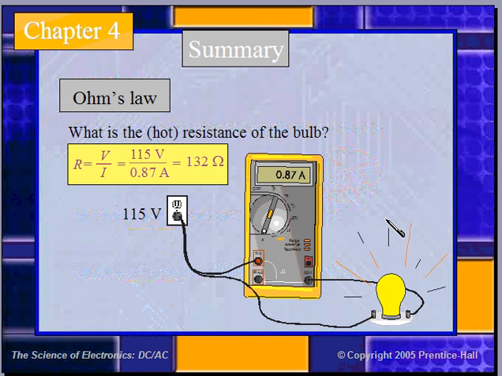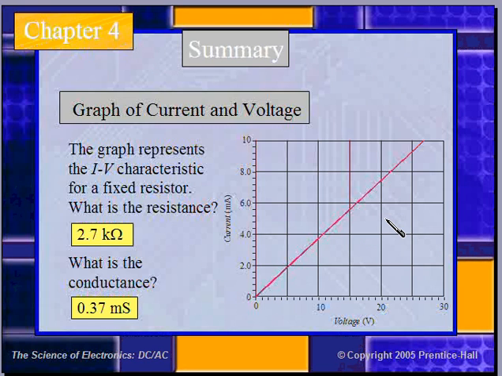Ohm's law states what is the hot resistance of the bulb, so we can use Ohm's law, divide the voltage by the current. So it's 115 divided by 0.87 amps, which will give 132 ohms.